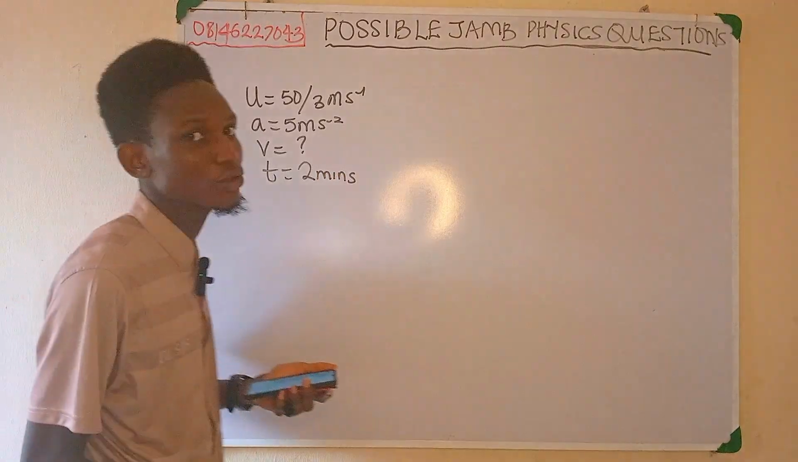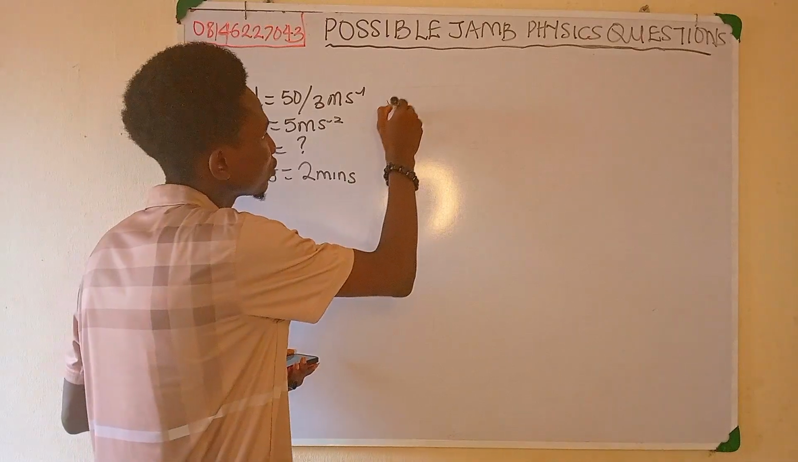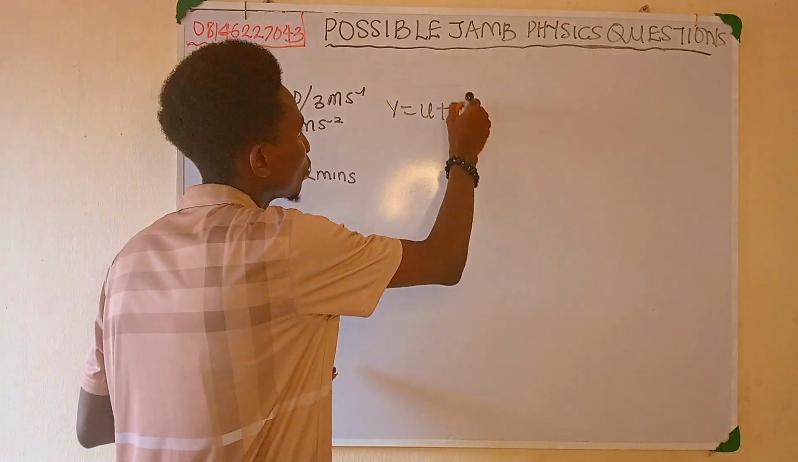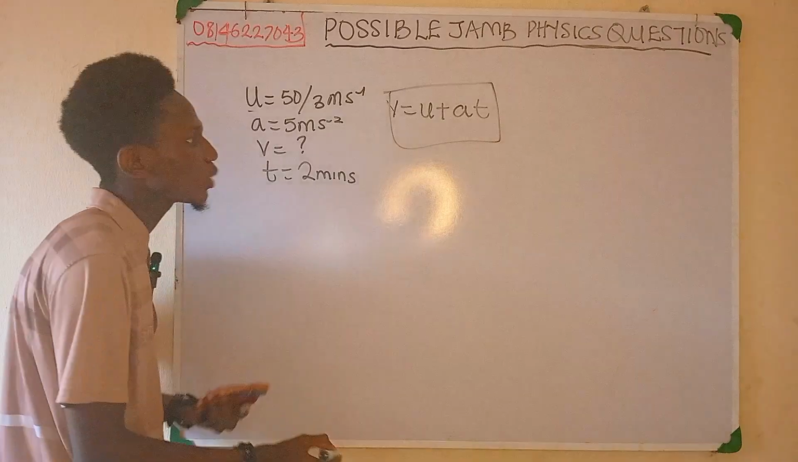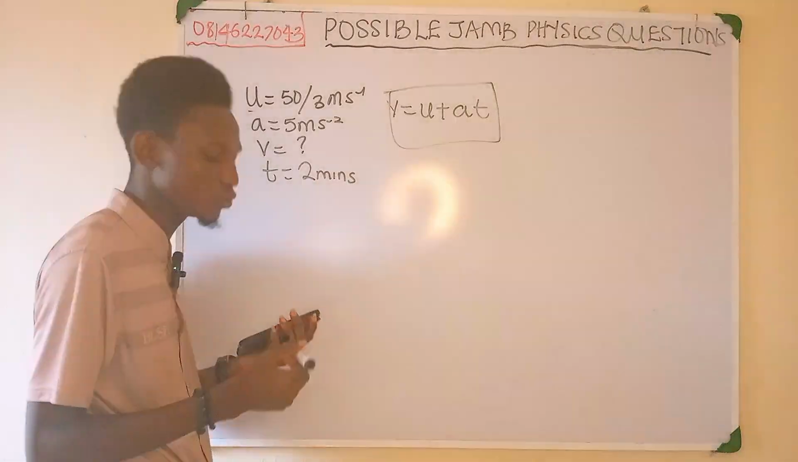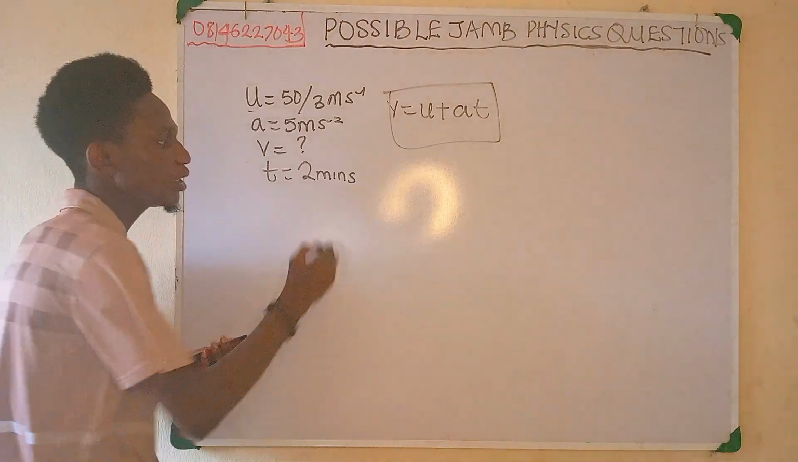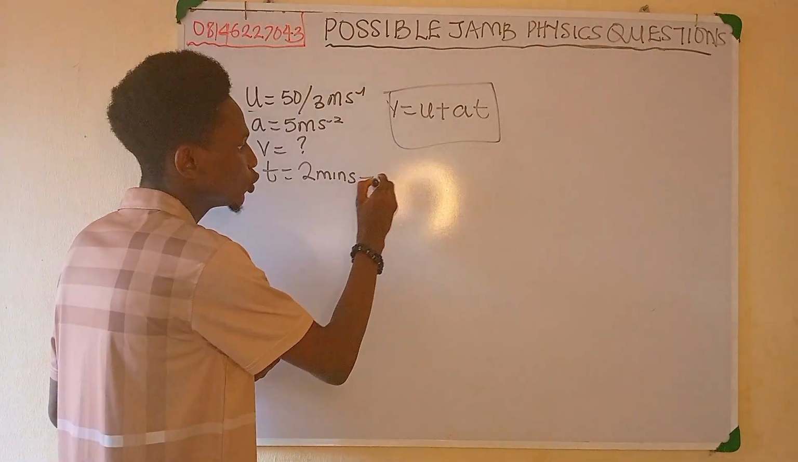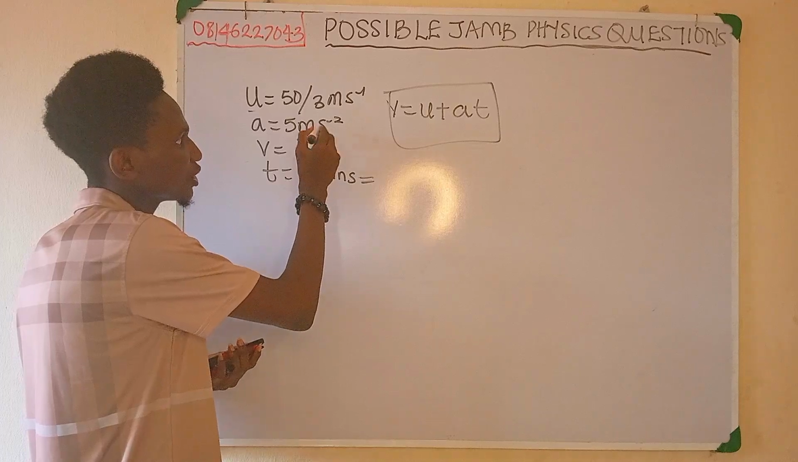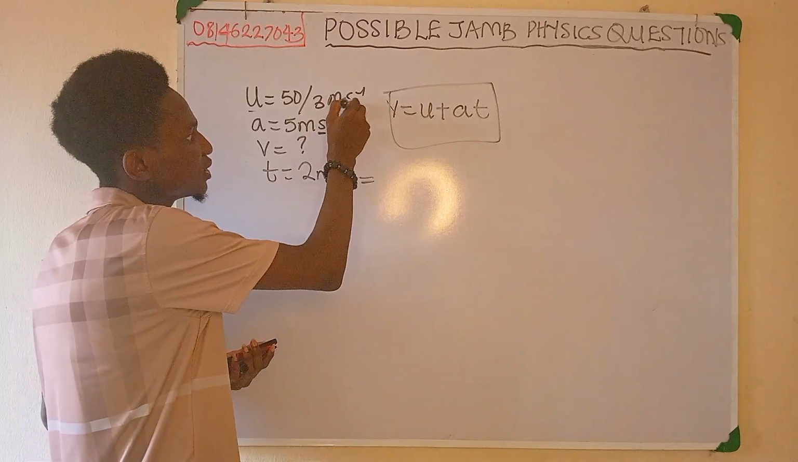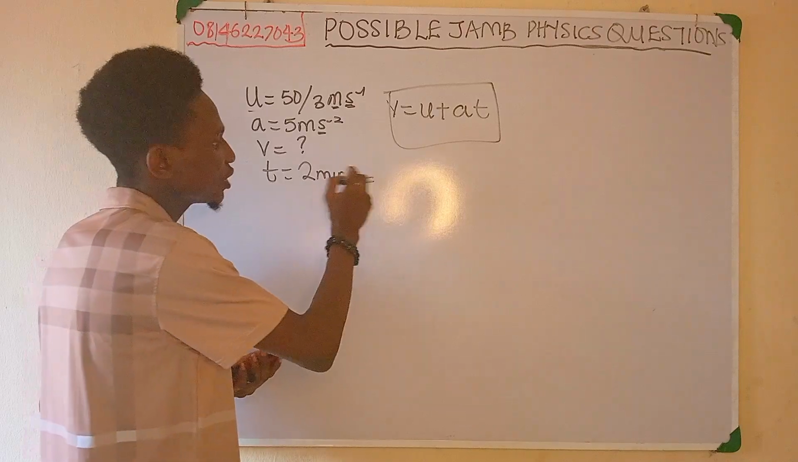Now, there are different equations of motion. If you look at this question very well, you can simply use the first equation of motion, v equals u plus at. With the different equations of motion, always look at the parameters you are given and which one to use. Now, we can use v equals u plus at here and get our answer. But before doing that, please always change your units. You see, acceleration is in seconds, velocity is in seconds, distance was in meters. So we have to change this to seconds.